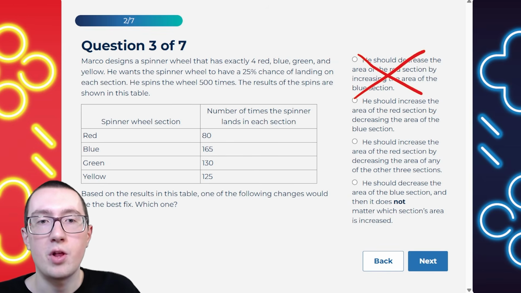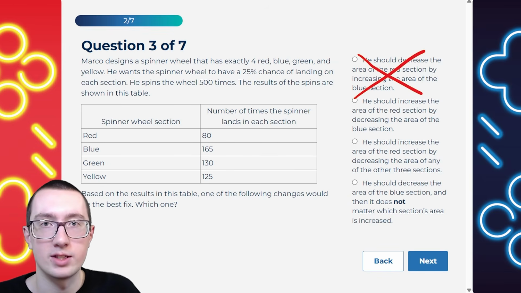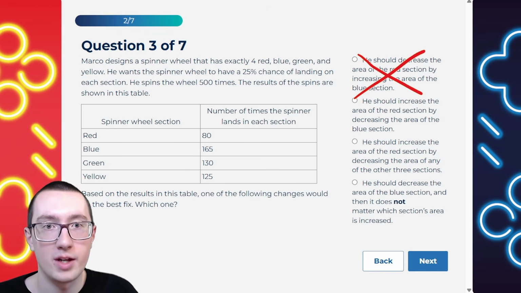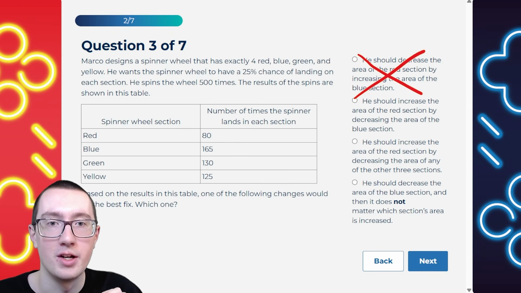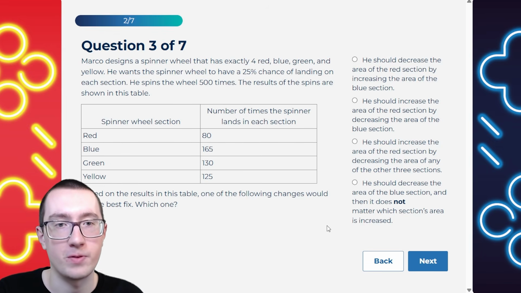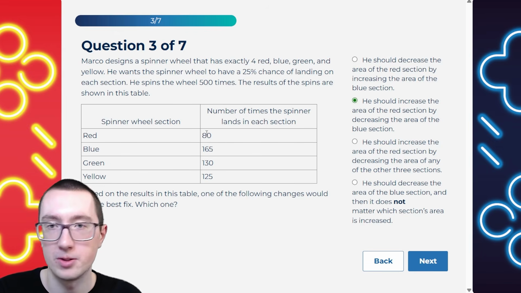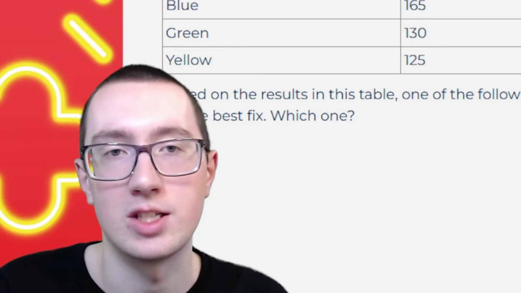So basically, it's implying that we should change the wheel. It's not like 'don't change the wheel' is an option. So to me, it seems like if we are going to change this, the best choice is to add to the smallest one and take away from the biggest one, because you're trying to make them as equal as possible. So I think the best fix for this is that we increase red, our smallest one, and we decrease blue, which is our biggest one, and that'll make them as equal as possible.